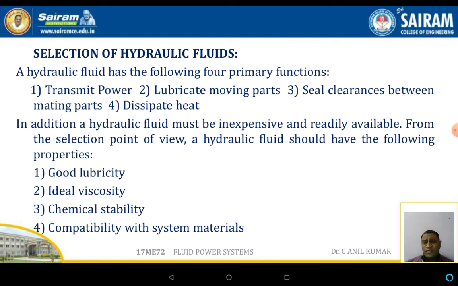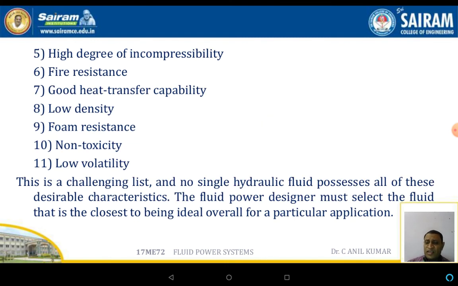The next part is the selection of the hydraulic fluid. As we know, the four primary functions of the fluid are to transmit power, lubricate the moving parts, seal the clearance between the mating parts, and dissipate heat. Some of the important properties which are essentially required are good lubricity, ideal viscosity, chemical stability, compatibility, etc. These things are a must, by which the efficiency of the system can be increased.